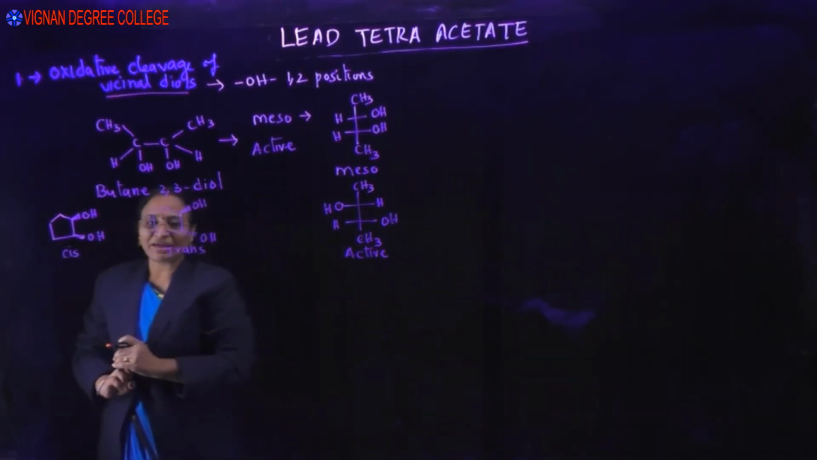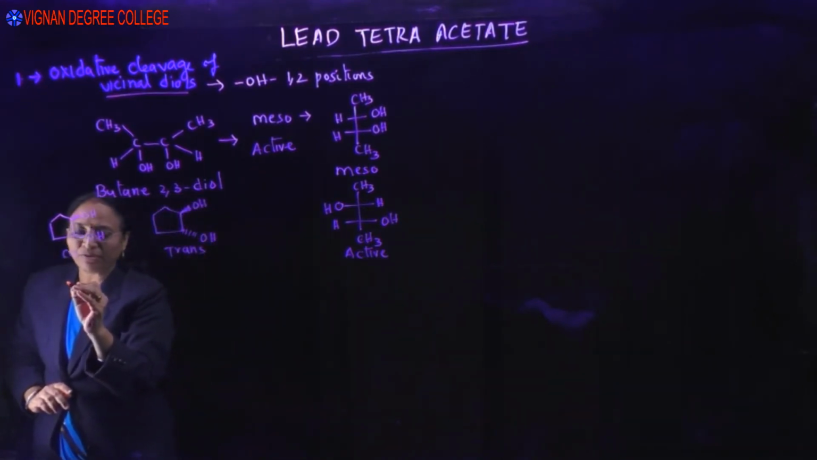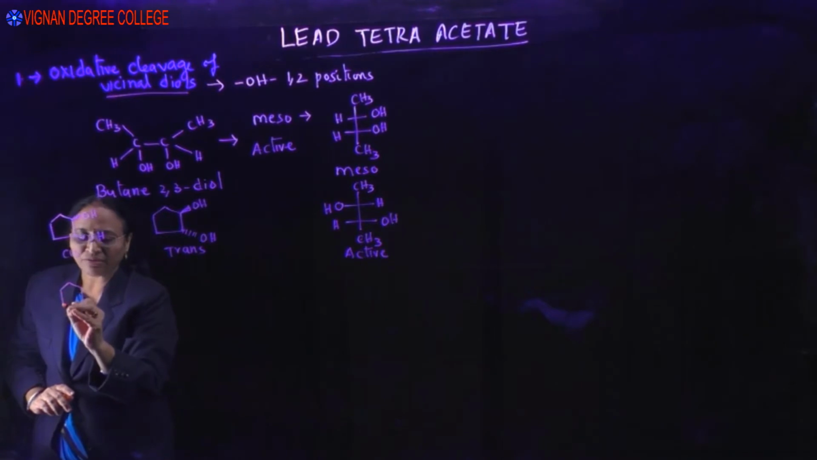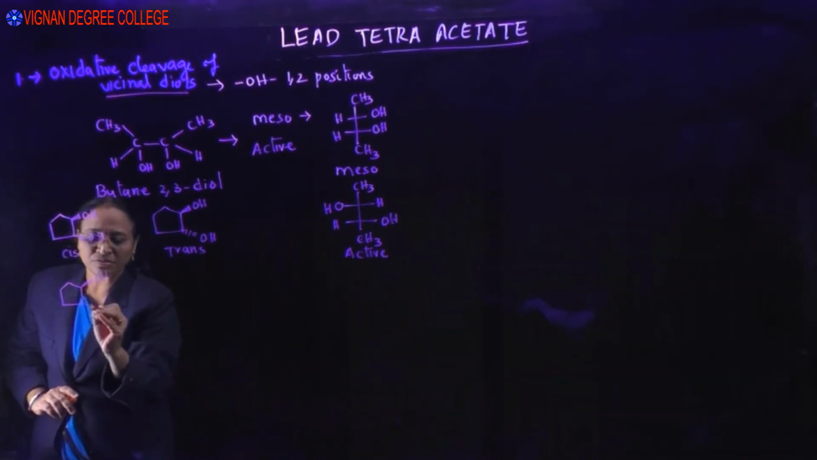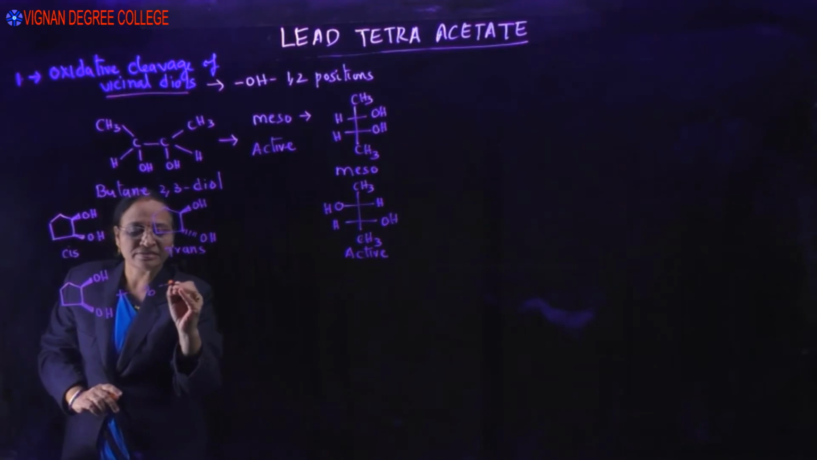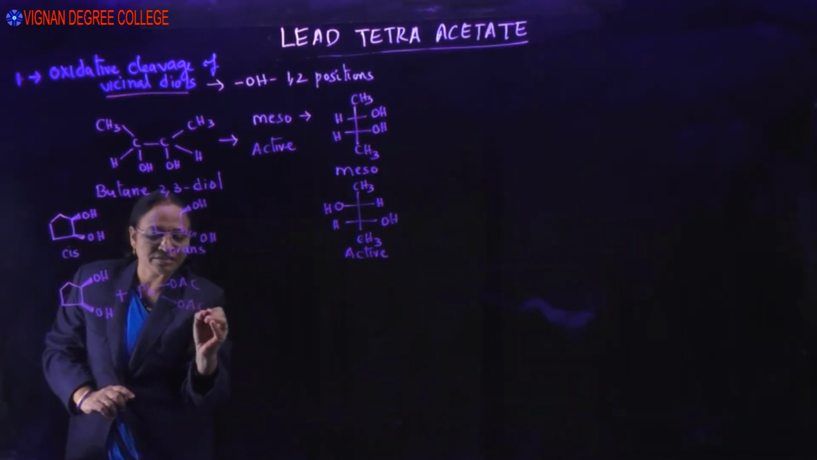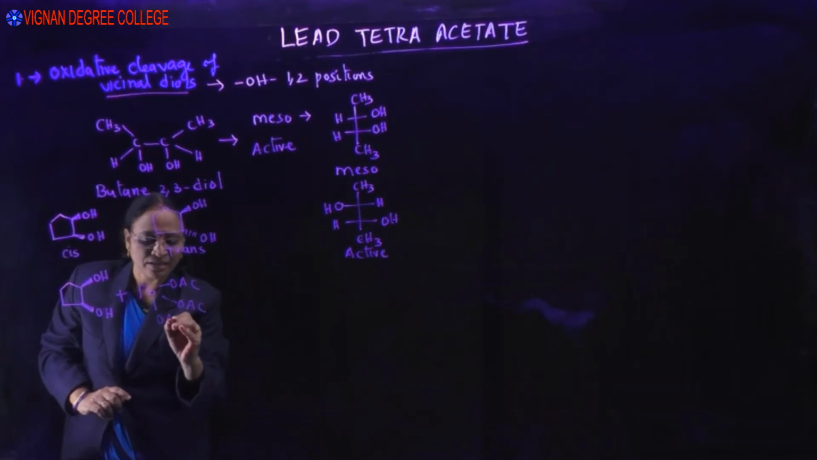If you see the mechanism of how the reaction occurs, in case of the cis-diol, where the two hydroxy groups are on the same side, this reacts with lead tetraacetate. Instead of writing OCOCH3, I am simply writing this as acetate.